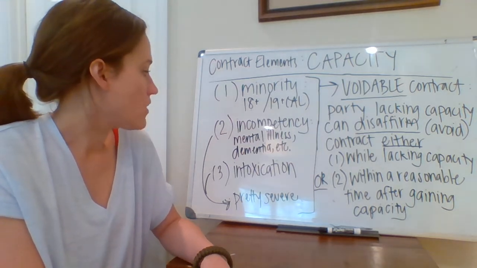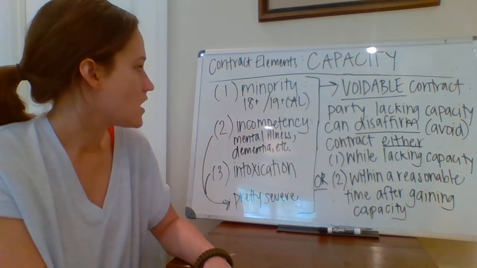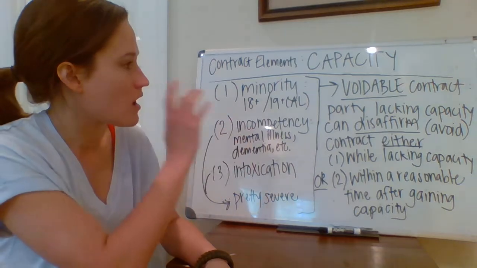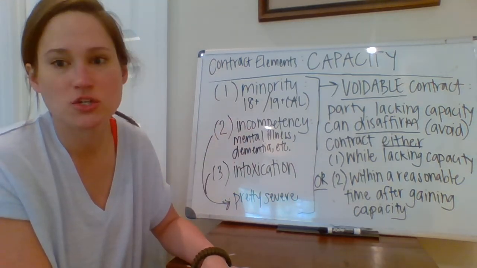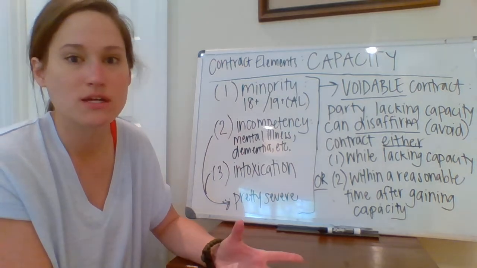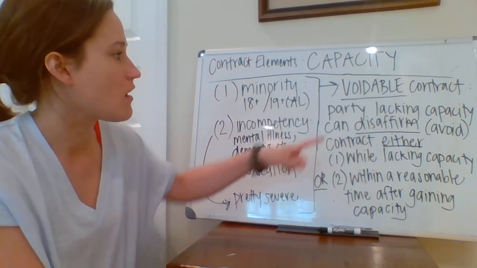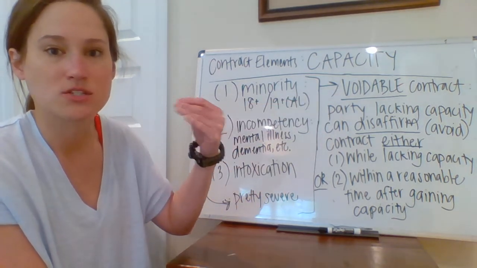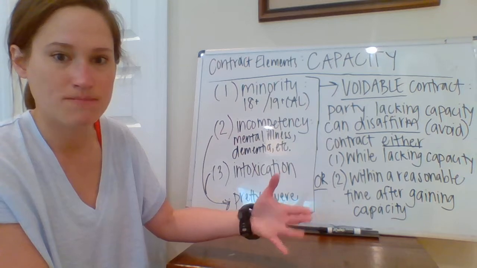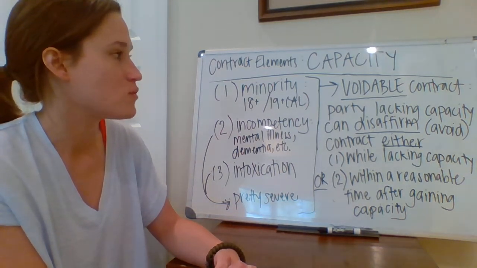With that being said, in all three of these cases, the effect is the same. What happens in a situation where one of the parties to a contract lacks the capacity is that we classify the contract as voidable. Again, it's not simply invalid because we're lacking an element. What we do here is say that the contract is voidable.